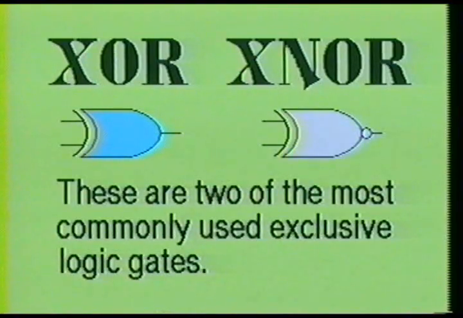Here we see 2 more commonly used gates which are referred to as exclusive logic gates. Shown on the left is the exclusive OR gate, and shown on the right is the exclusive NOR gate. Notice the letters used to designate each gate.